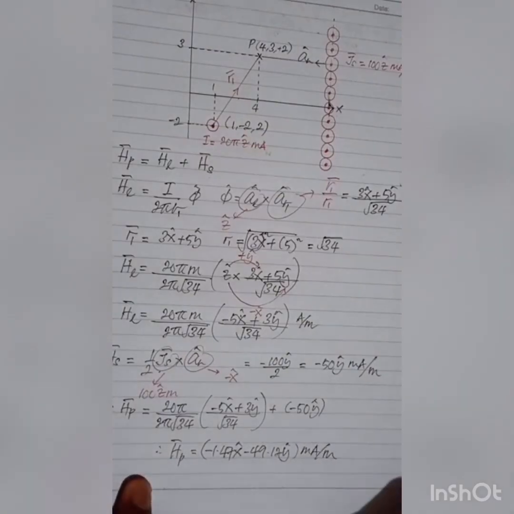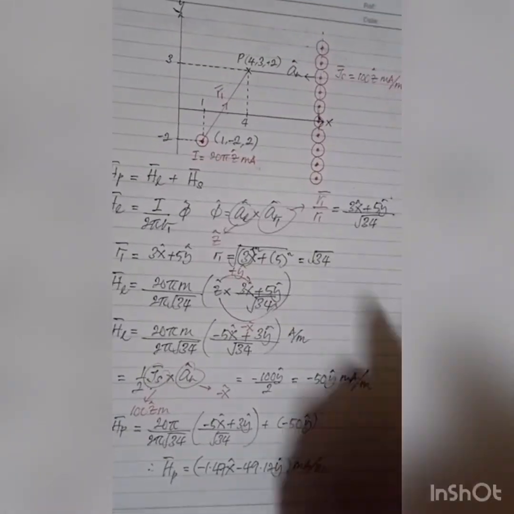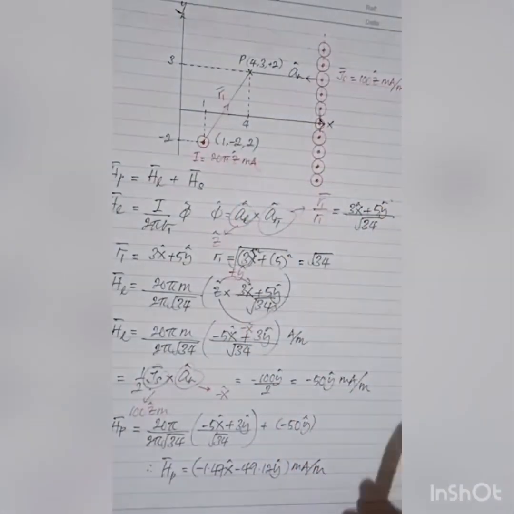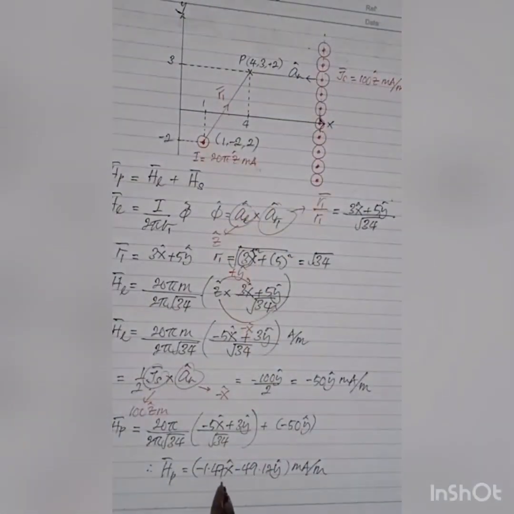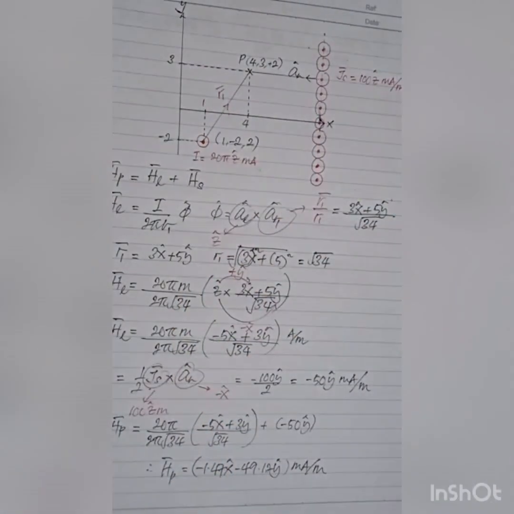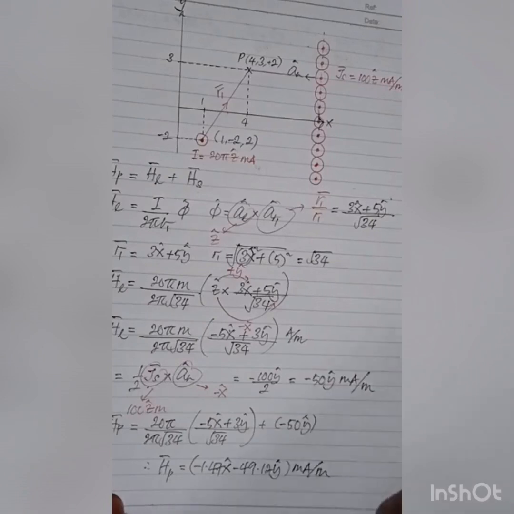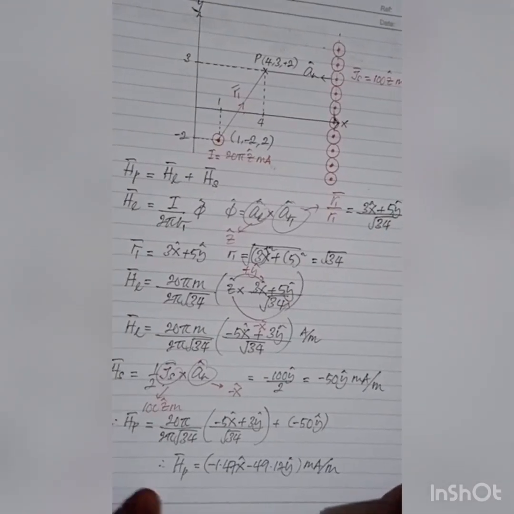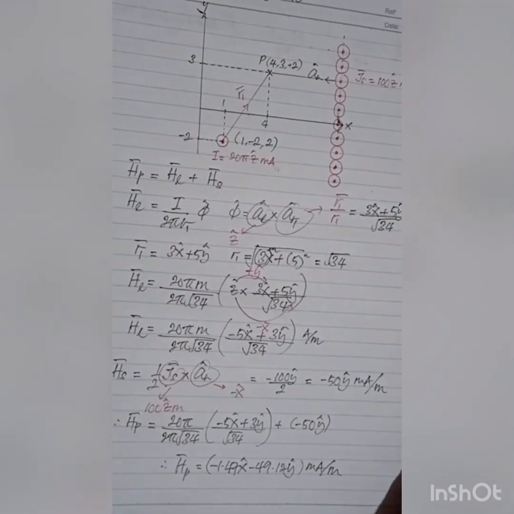Okay guys, so this is the final H value that actually exists at this particular point of interest. And we must know that this H value comes from these two types of current. Okay, so I hope you can try it yourself and make sure you get the same answer as shown here. Okay, so thank you, all the best.